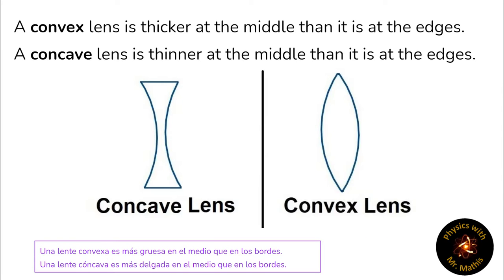Concave and convex lenses have different shapes. A convex lens is thicker at the middle and thin at the edges. A concave lens is thin at the middle and thick at the edges.